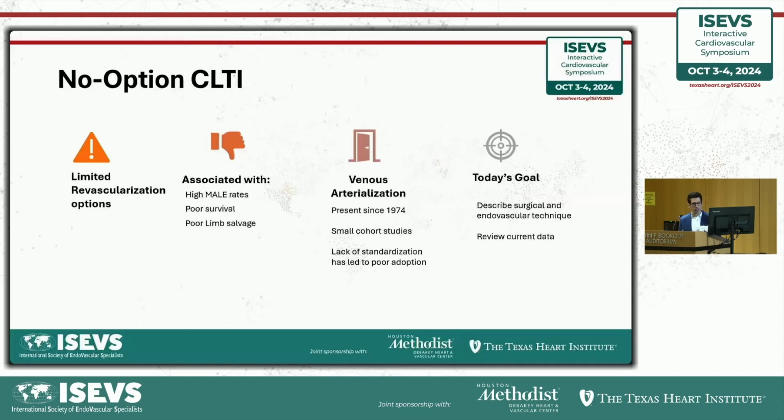They have high adverse limb events. They have poor survival and poor limb salvage rate. To that end, I want to bring to you venous arterialization. It was originally described in 1974, but its adoption has been quite poor, plagued by small cohort studies and lack of standardization. So for today, I want to describe to you the surgical technique, the endovascular approaches that we have developed, and review some of the current data that we have, some coming from our group.